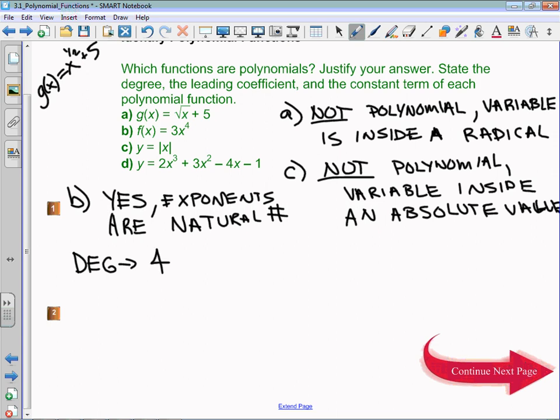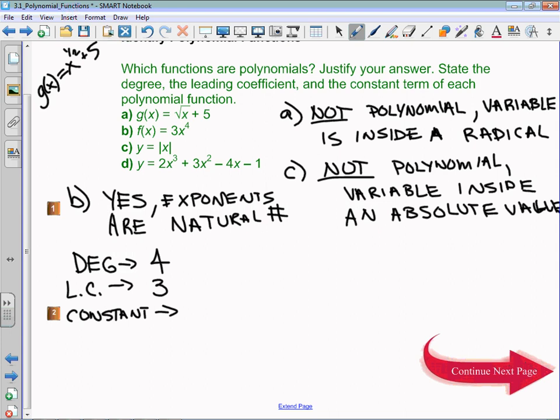The leading coefficient is the coefficient on the term that contains the variable to the power of the degree. Now, for B, there is only one term, so the leading coefficient is its coefficient, which is positive 3. For my constant, the constant term is just that. It's the term that doesn't change regardless of the value of the variable.